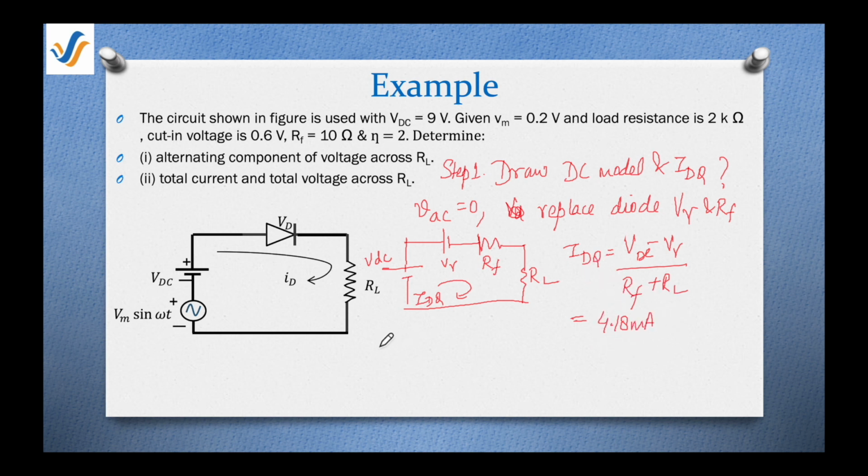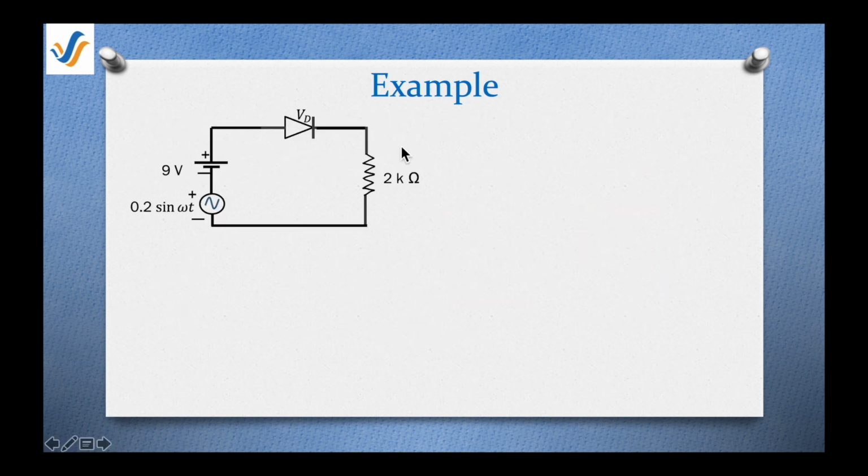From this IDQ, you can calculate the VDQ. VDQ is IDQ product of RL. Okay, so now let's see the second step. After finding this IDQ, our second step will be to find the dynamic resistance at the operating point, and it is eta VT upon IDQ. Just put the values. You will have approximately 12 ohm. This is the dynamic resistance.